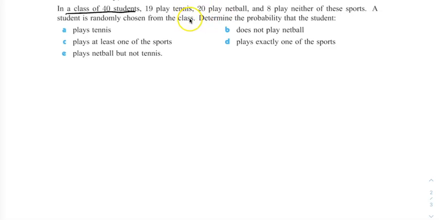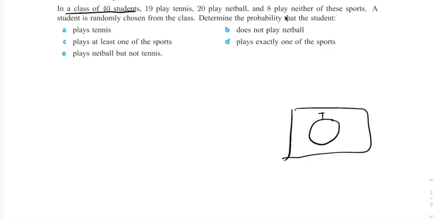They tell me some breakdown of each person playing a certain game. And right here, there's 8 play neither. That tells me it's probably a Venn diagram and there's 8 people on the outside. So let me draw a Venn diagram. Draw 2 circles. One plays tennis, one plays netball. I know the universe is 40.